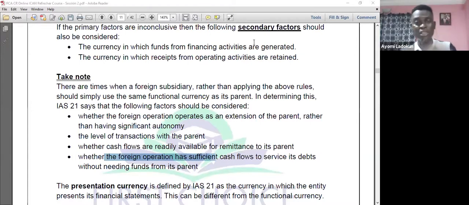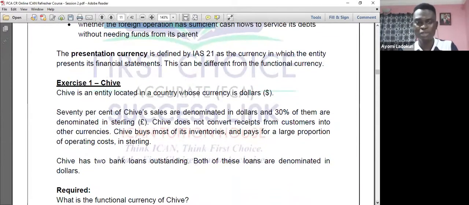So those are the things they need to consider if they can go ahead and use the functional currency the same as the parent. Okay, so that's it. We have ticked number one that IAS 21 is dealing with. Can you see? It's very straightforward. So let's take a look at this question.